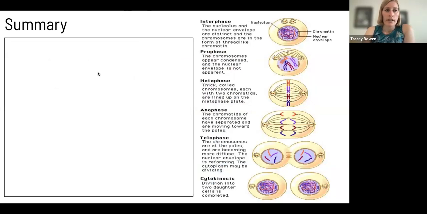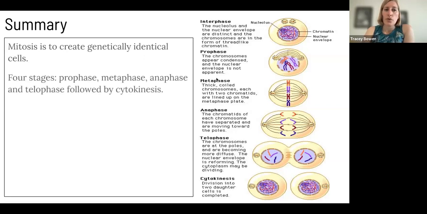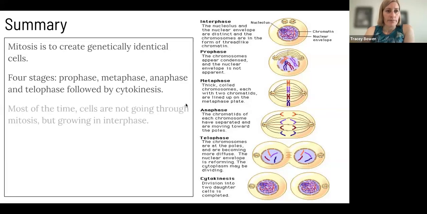So to summarize, mitosis is to generate genetically identical cells, and there's 4 stages: prophase, metaphase, anaphase, and telophase, followed by cytokinesis. There's also a phase called interphase, and this phase is where things are growing and then the DNA replicates itself. Most of the time, cells are in interphase. They're not going through mitosis.